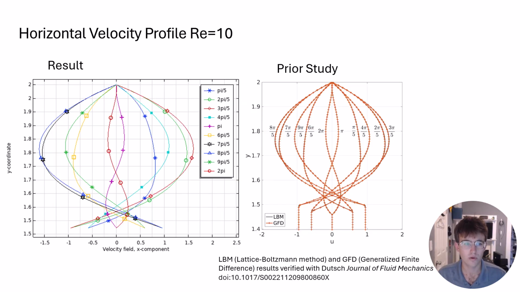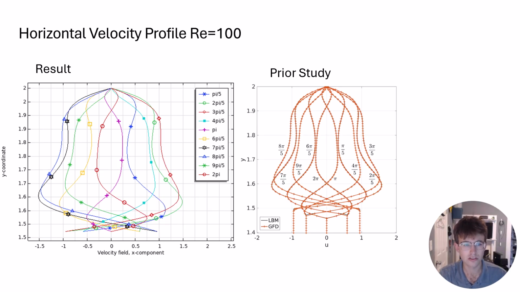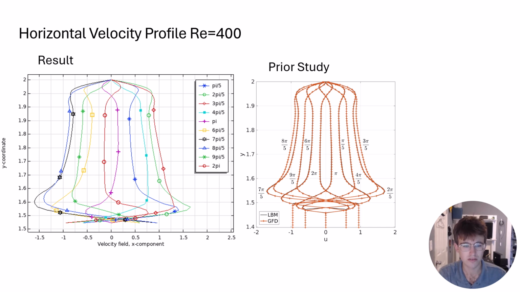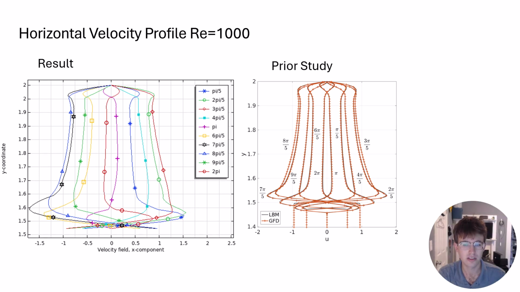Looking at the horizontal velocity profile at the vertical center line for Reynolds number of 10, you can see that my results on the left match closely to the published results on the right. Also, all of the period positions correspond correctly to the left and the right plots. That also holds true with the Reynolds number of 100, Reynolds number of 400, and Reynolds number of 1,000.